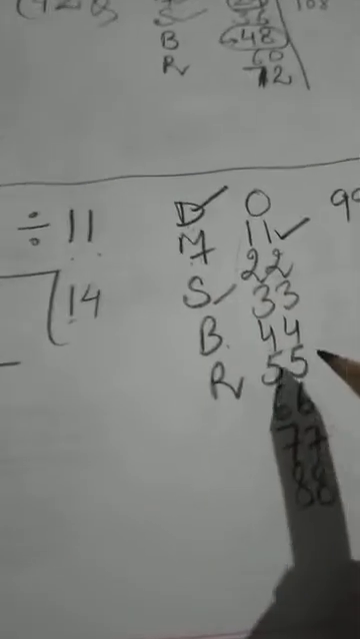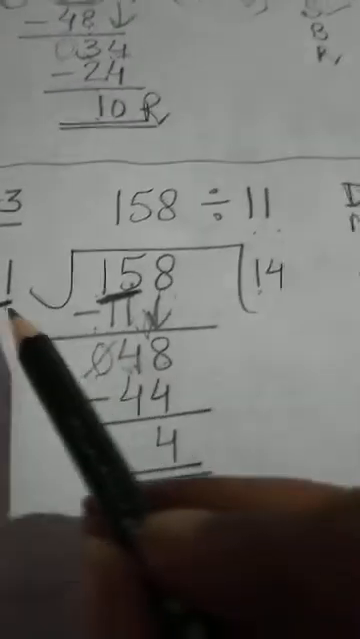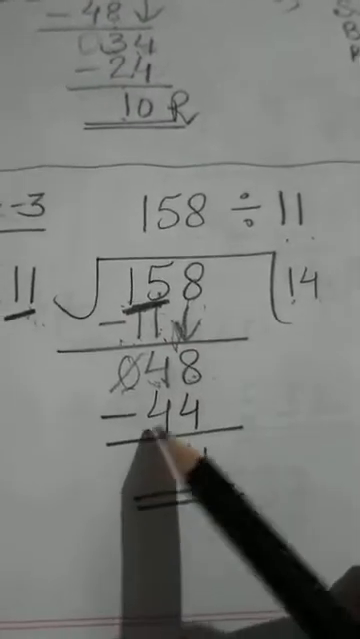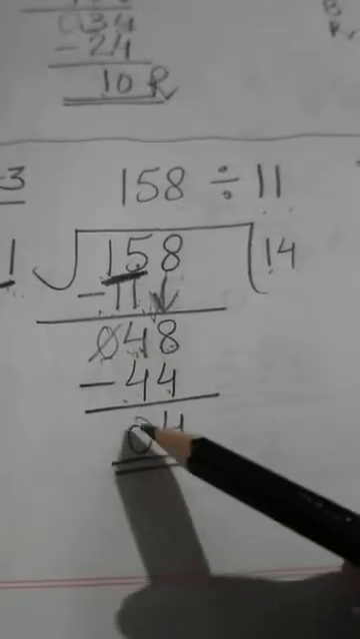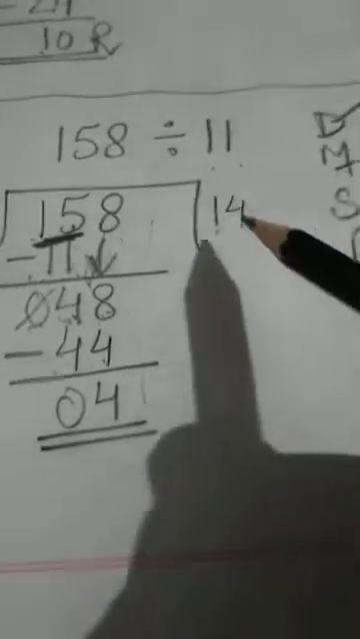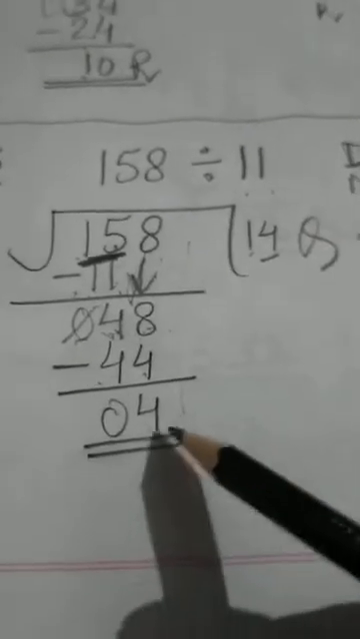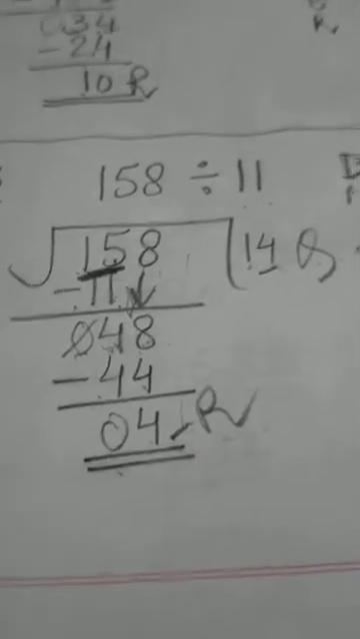Then for multiplication we will observe the table of 11. What can be written under 48? 44 can be written, because 55 cannot be written. We can write here 44. 11 fours are 44. Now next step is subtraction. 8 minus 4, 4, 4 minus 4, 0. Yes, you can see here. After that there is no digit to bring down, so 14 is the quotient and 4 is the remainder.